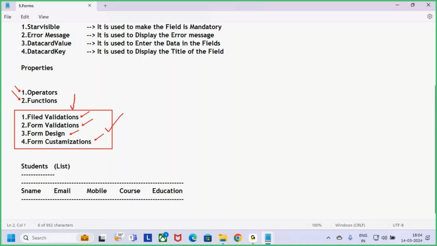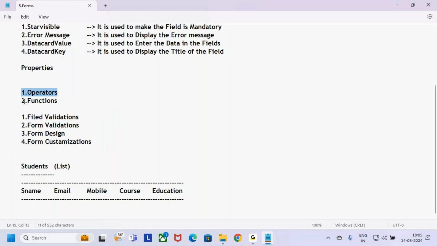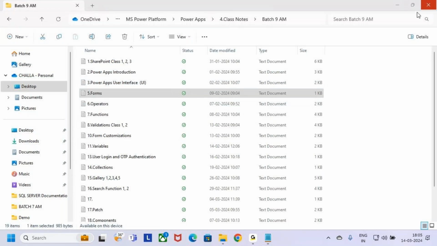So before discussing these different types of validations and form design and customizations, first let me discuss the operators and then the functions. In today's class, we'll discuss the operators, and in the next class we'll discuss the functions. Once operators and functions are completed, we'll discuss the forms again, guys. So in today's class, operators. Let me go to the notepad.